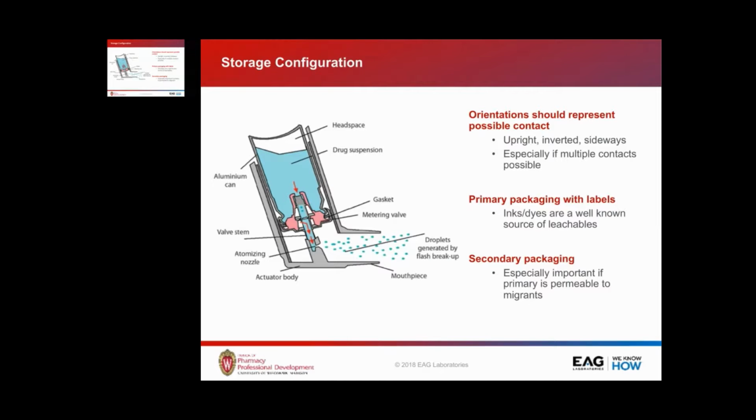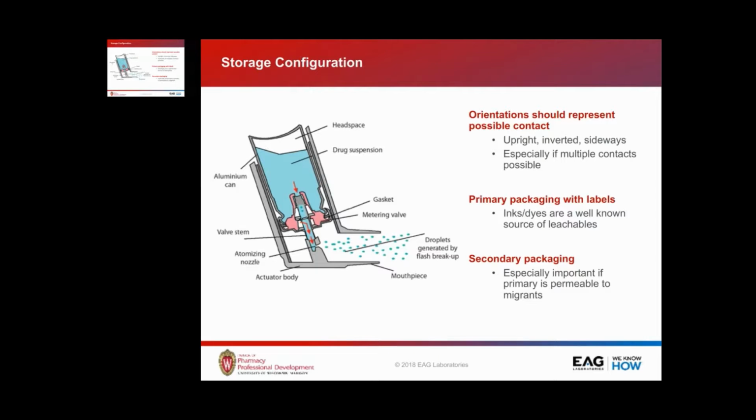So the orientation should represent all the possible different ones: upright, inverted, in some cases even sideways, depending upon what your product is. That needs to be evaluated on a case-by-case basis, especially with different multiple contact points. For example, it comes into contact with 2 materials if stored upright, 5 materials if stored upside down. The storage should always include primary packaging with your labels. Inks and dyes are well-known sources of leachables. You may not get any leachables actually directly from the container closure system.